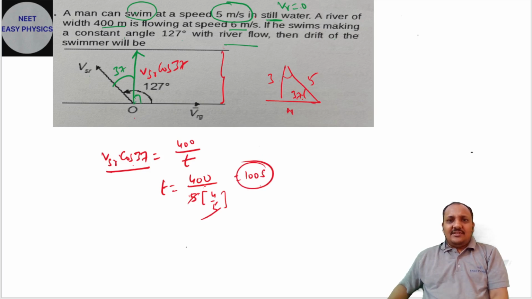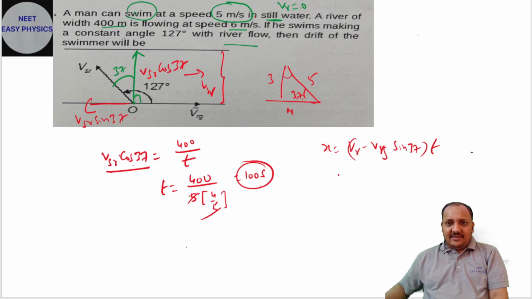Now, what is the drift of this swimmer? What does drift mean? Velocity in this direction, how much will you get? Vs sin 37. In this direction, the velocity of the river is Vr. Therefore, we came to know the drift formula: velocity of river minus velocity of swimmer sin 37, into t.